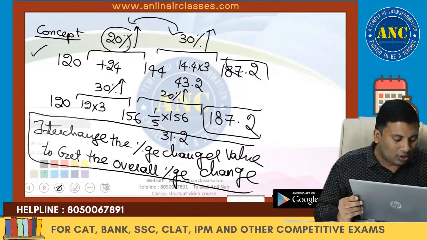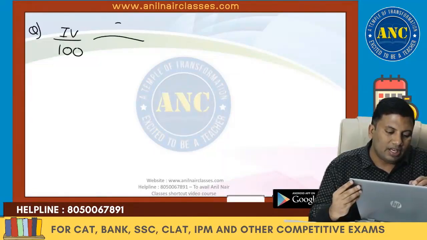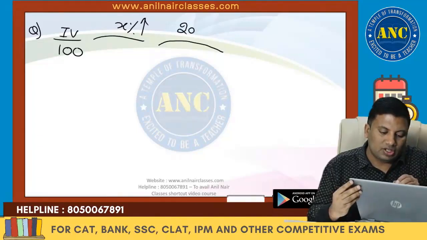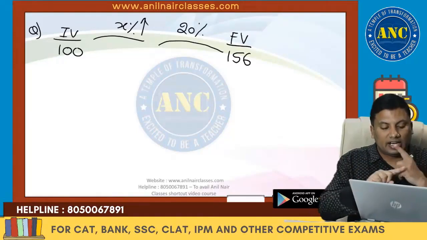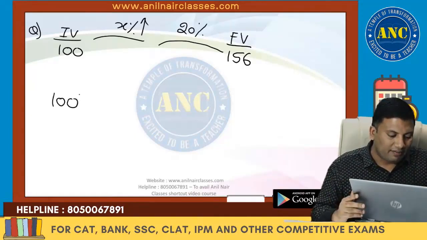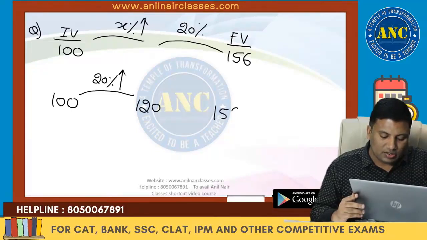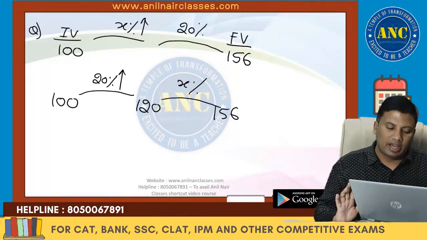Let us go back to our question. What is the question? Initial value is given as 100. These x percentage increase, I don't know. But this 20 percentage increase, I know, so that the final value is 156. Interchange x and 20. First do 20 percentage increase. This is nothing but 120 and it is 156. Absolutely it makes no difference. I hope it is clear.